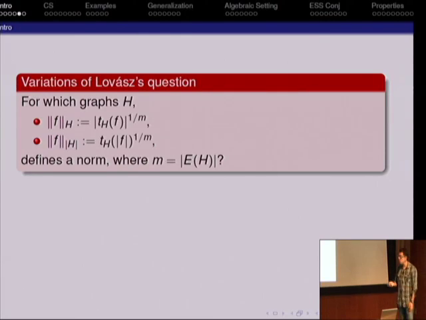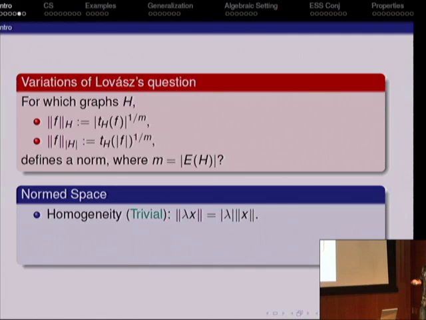The question is a bit robust, so we can also look at this other version where we are only interested in positive functions. Basically, I first take the absolute value of F to make it a non-negative function, and then apply the formula. I'll denote this with the absolute value here. So there are 2 variations which I'll be interested in. And M is the number of edges in H.